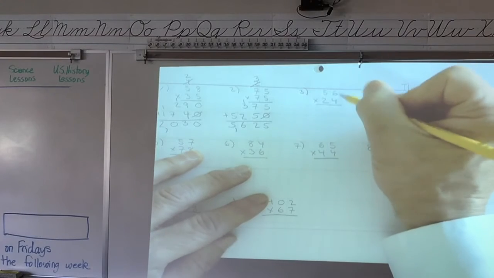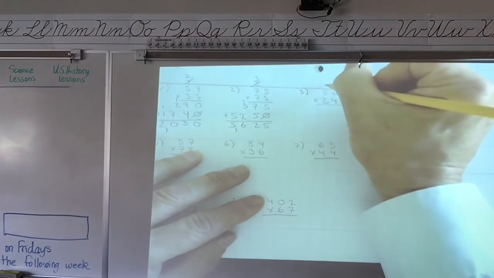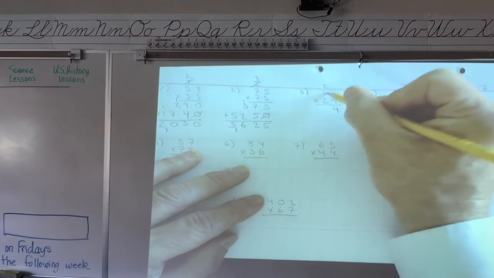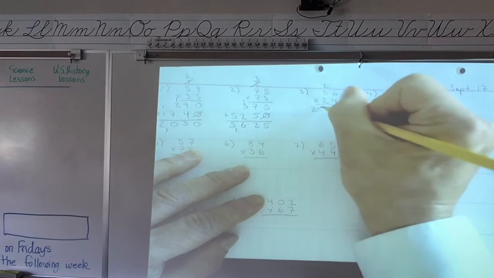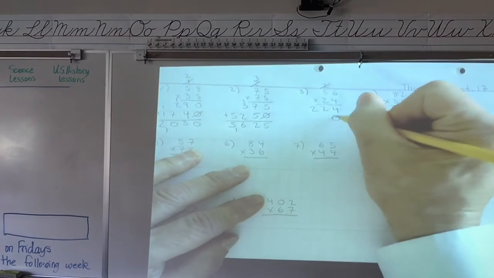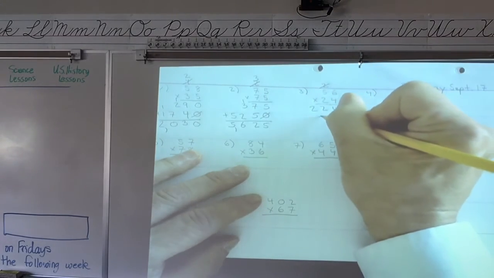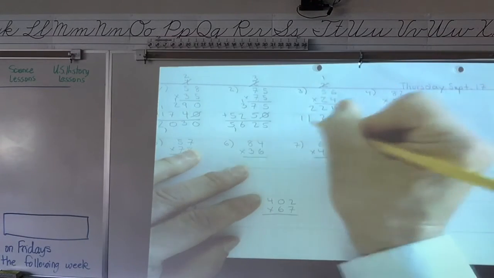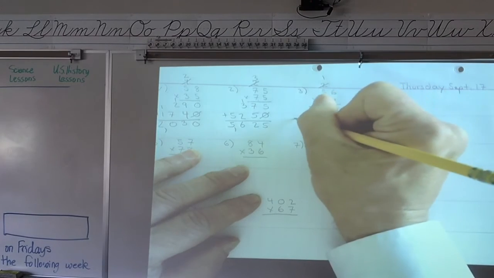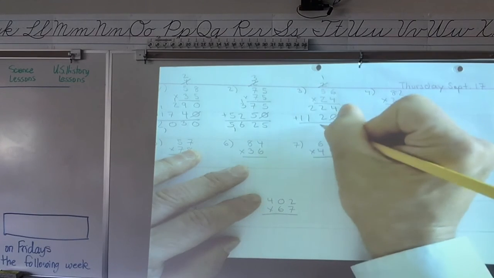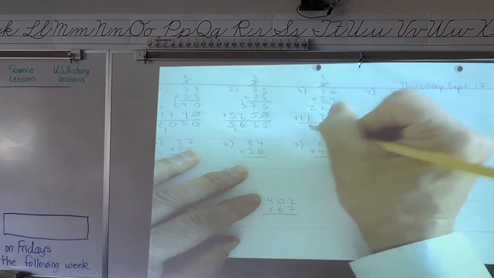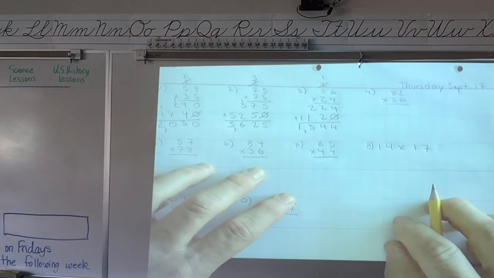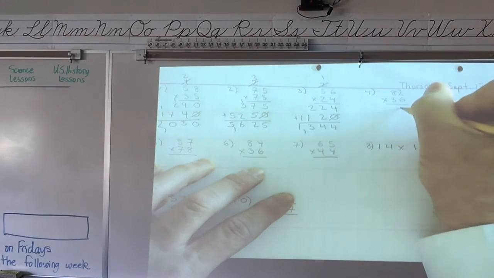Next one, 4 times 6 is 24. 4 times 5 is 20, plus 2 is 22. Cross that off, shift it. 2 times 6 is 12. 2 times 5 is 10, and 1 is 11. We'll add those up. You get 4, 4, 3, 1. 1,344.